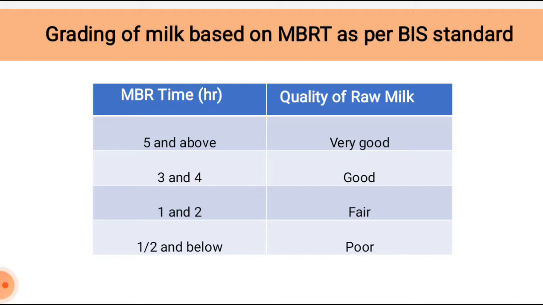And if the discoloration takes between 3 to 4 hours, then the raw milk is of good quality. If the discoloration occurs in 1 to 2 hours, then the raw milk is of fair quality. And if the time taken for the discoloration of milk is less than half an hour, or 30 minutes and below, the quality of raw milk is very poor and it is fit for rejection in dairy.